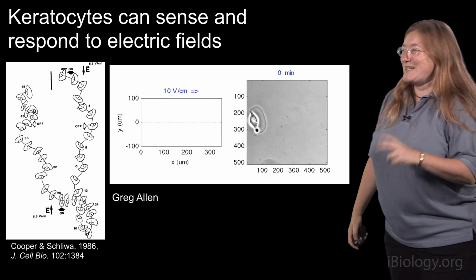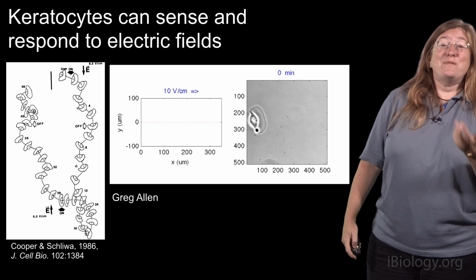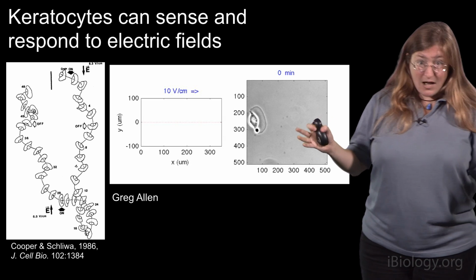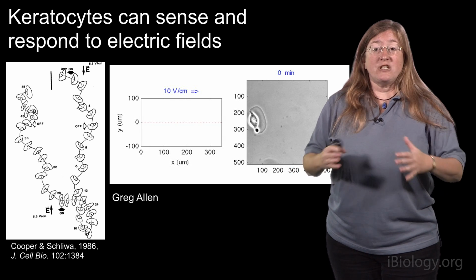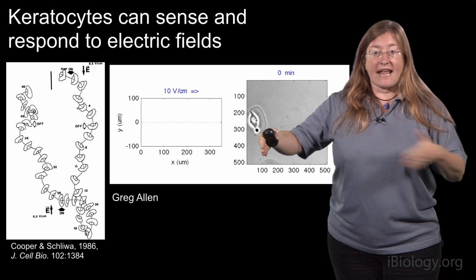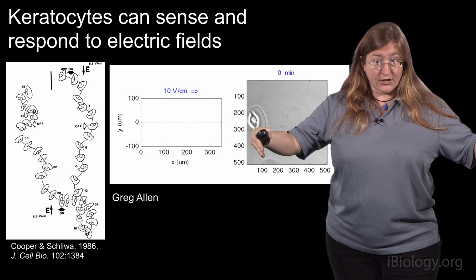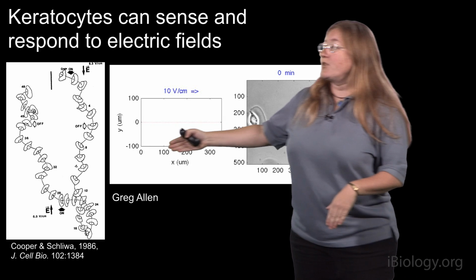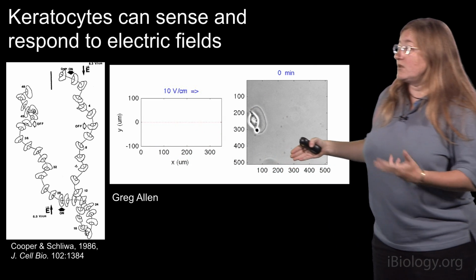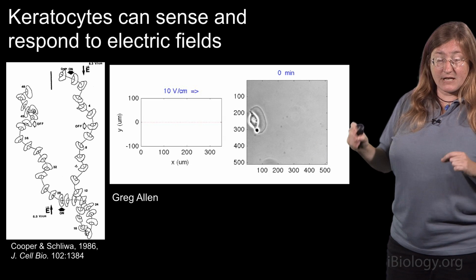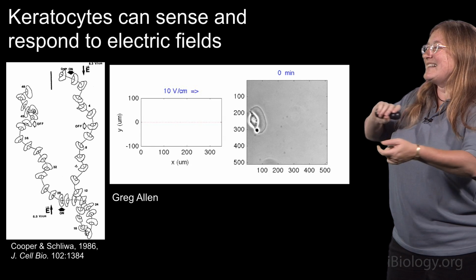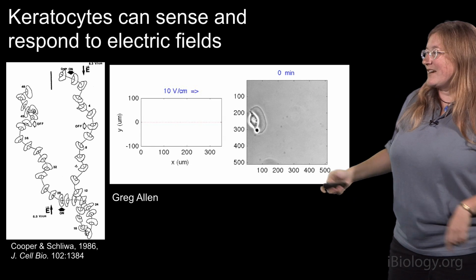Now, another really fun thing about keratocytes is they have the ability to sense and respond to electric fields. And this is something they actually have in common with many other motile cells. Pretty much any motile cell that you put in a DC electric field will choose either the anode or the cathode and will head in one direction. This was first described for keratocytes by Cooper and Schliwa back in 1986. And Greg was able to replicate this using a setup that he built in our lab to look at motion of individual cells as the electric field was switched from one direction to the other.